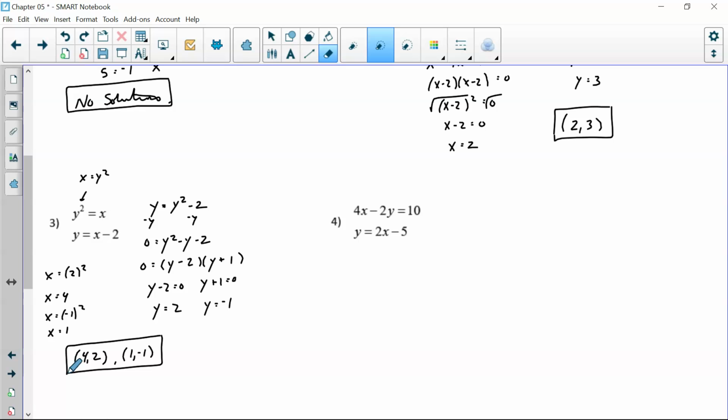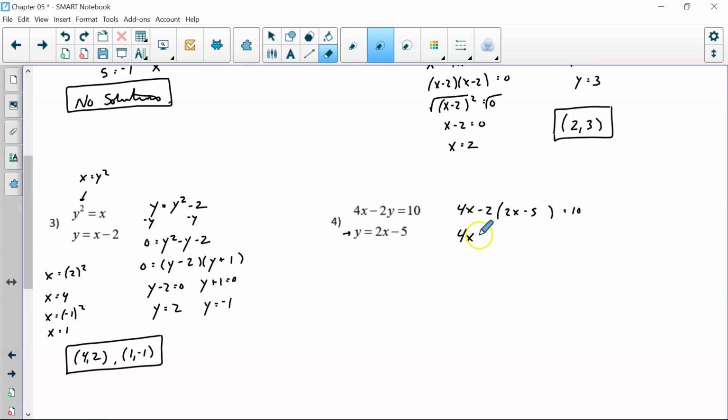Problem number 4. See how the bottom equation is solved for y? This is a good substitution problem. Wherever I see y in the top equation, I'm going to put 2x minus 5. I'm going to substitute. So we get 4x minus 2 times the quantity of, now instead of writing y, 2x minus 5. And that equals 10.